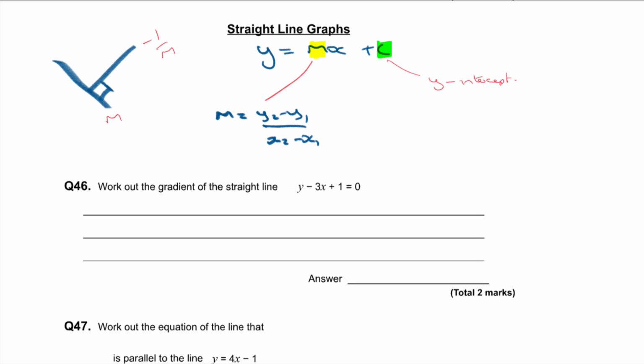So question 46, work out the gradient of the straight line y equals minus 3x plus 1 is equal to 0. Now that does not look like what I just wrote down, y equals mx plus c, but we can make it look more like that by just moving bits of it over the equal sign. So if I take the minus 3x and move it over, and the plus 1 and move it over, I'm going to get y is equal to positive 3x minus 1. Okay, now it looks like y equals mx plus c, where m is 3, look, and c is minus 1. So what is the gradient of this straight line? It's going to be 3, isn't it?